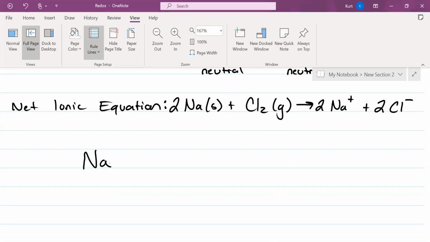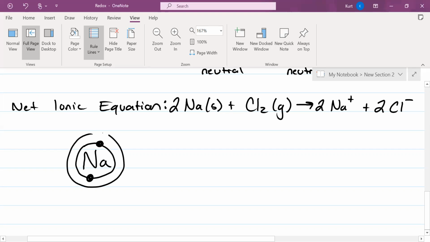So how many electrons does it have? 11. How many electrons can it fit on its first energy level? 2. 1, 2. How many can it fit on its second energy level? 8. 1, 2, 3, 4, 5, 6, 7, 8. How many do we have so far? We have 10. So we have to move on to a third level.